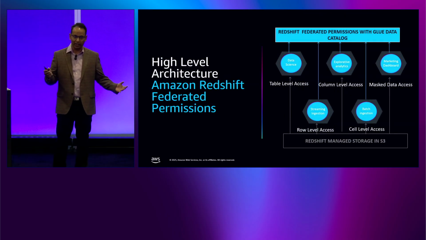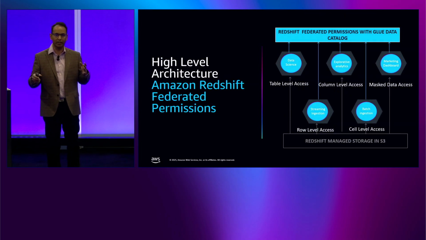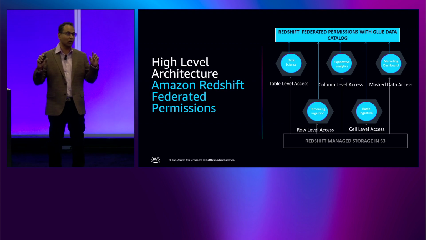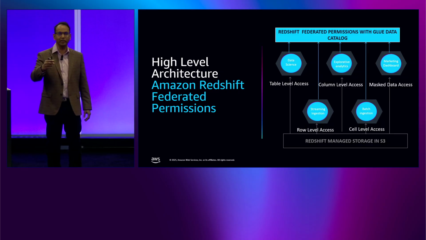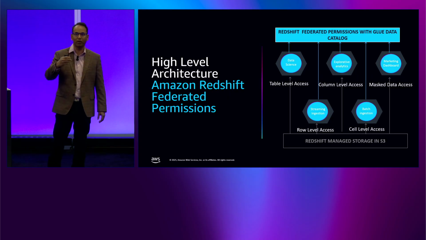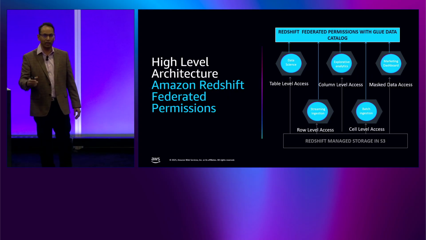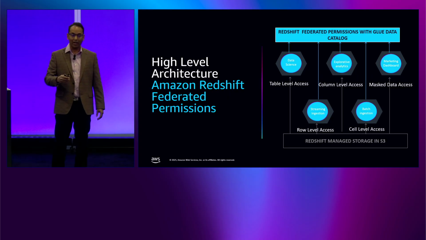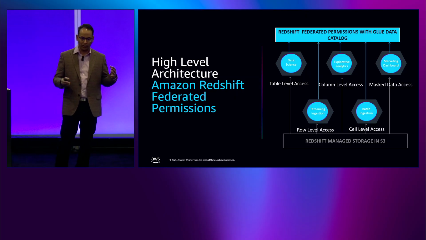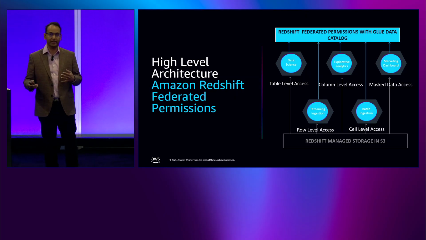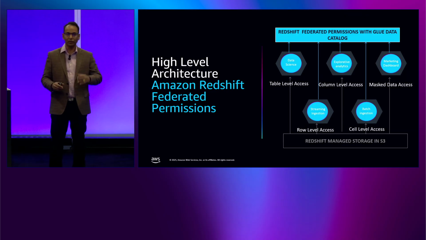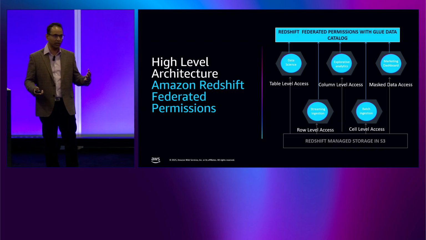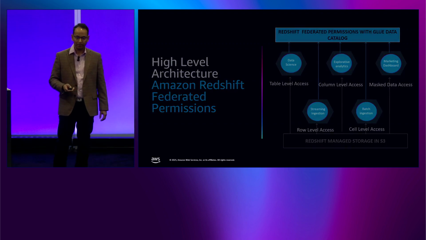So the high-level architecture looks like this, where you have multiple warehouses. These warehouses will be registered in the common catalog, which in AWS's case is the Glue Data Catalog. The new thing is, on that Glue Data Catalog, you can apply these Redshift federated permissions, and those permissions will be enforced in each of the warehouses as you make queries. You can apply different permission models, whether it's table level, coarse grain, masked data, column, row level, or cell level. Any of these permission models will be applied, and the data is managed through Redshift managed storage based on S3.